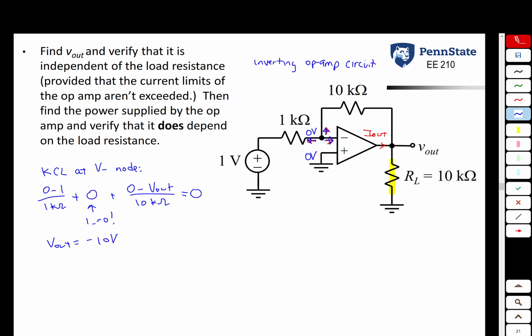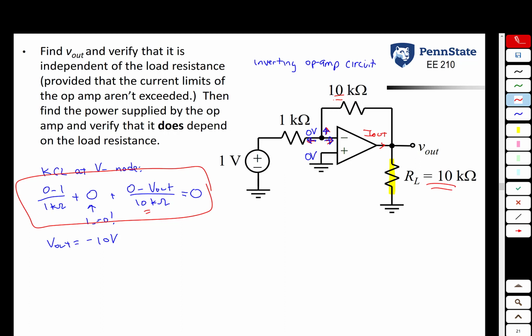Notice, nowhere in this equation here did this value come into play. The 10K that is in this equation is this 10 kilo ohm resistor here, not the load resistance. So notice, even if that load resistance was 20 kilo ohms or 5 kilo ohms or 100 kilo ohms, it would not have changed this equation, so it would not change V out. So we showed that the output voltage V out is independent of that load resistance RL.